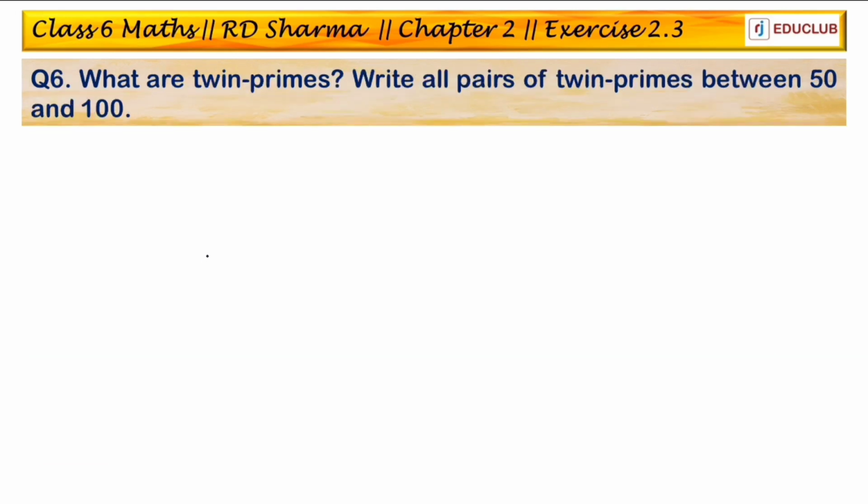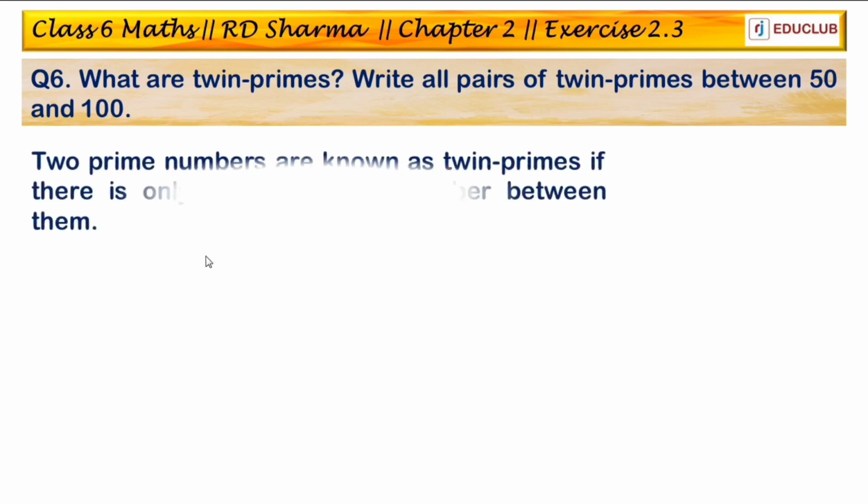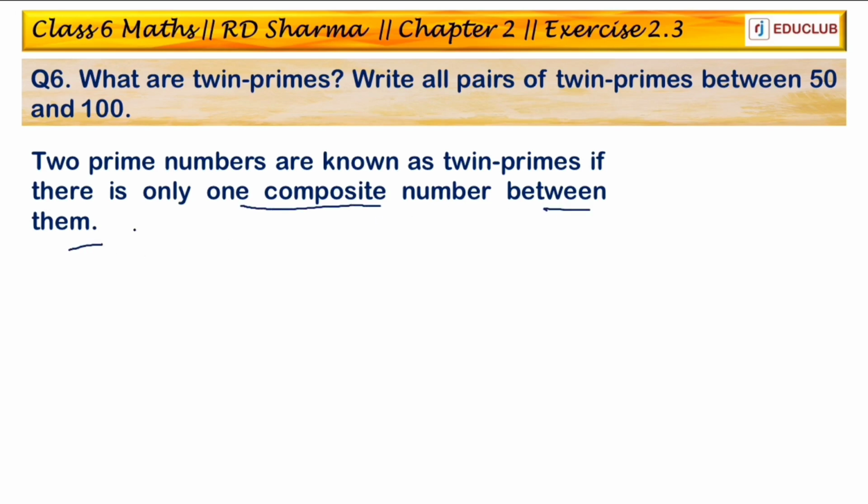Next, what are twin primes? Write all pairs of twin primes between 50 and 100. Twin primes are prime numbers which have one composite number between them. For example, 3 and 5: 3 is a prime number, 5 is a prime number, and one composite number, 4, is between them.